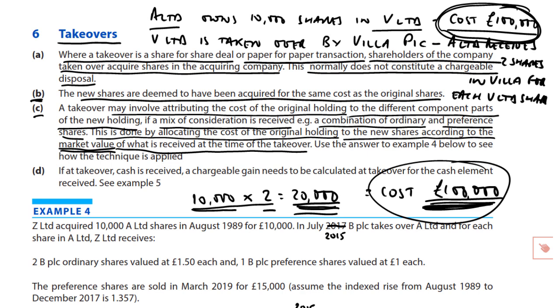They would then also tell you how many preference shares you had acquired for each share that you held in V Limited. And you multiply that out: 10,000 shares in V Limited times however many preference shares you acquired in Villa plc. And you'd be given a separate price per share at that point of takeover of the preference shares. You'd work out that market value, and you would use those market values as a basis for dividing out the original cost of your original shareholding in V Limited. So that £100,000 would be split proportionately between the ordinary shares in Villa and the preference shares in Villa.